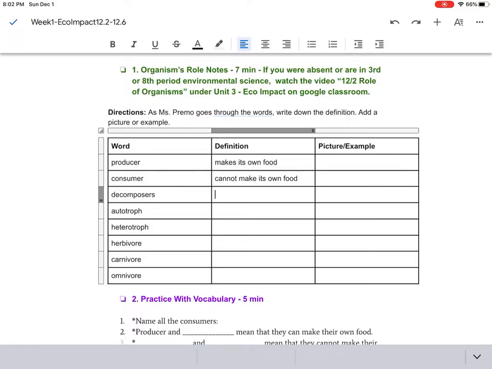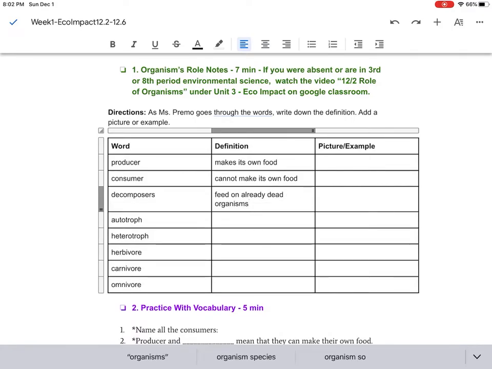All right, decomposers feed on already dead organisms. Okay. Decomposers are things like bacteria, vultures, things like that.